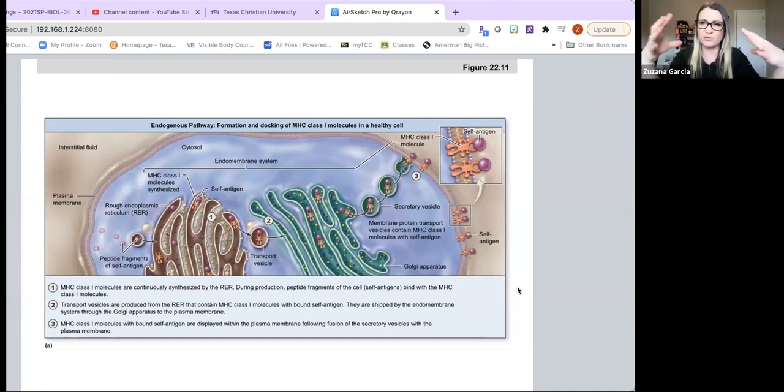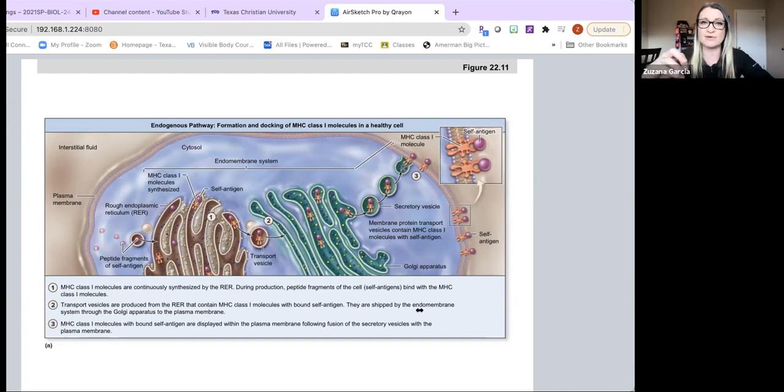MHC class 1 is made in the rough endoplasmic reticulum. And in the rough endoplasmic reticulum, the MHC class 1 molecule and the self-antigen join together. So now you have this MHC/antigen complex. You have the molecule and it's holding on to that self-antigen. We then send it to Golgi. Golgi is going to package it, modify it, do some final adjustment on it, not going into details about that. And then once it passes through Golgi, the MHC molecule with the antigen goes off towards the cell membrane.